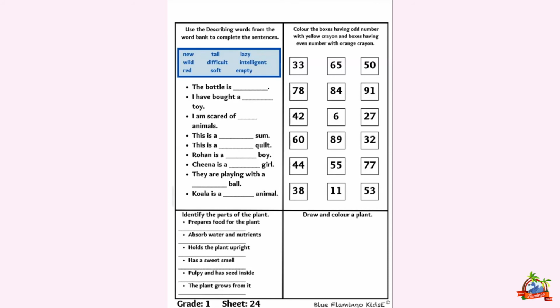Second is absorbs water and nutrients. कौन सा पार्ट वाटर और न्यूट्रिएंट्स को एब्जॉर्ब करता है? Think. Roots. Roots absorb water and nutrients. रूट्स क्या करते हैं? वाटर और न्यूट्रिएंट्स को एब्जॉर्ब करते हैं और फिर उन्हें शूट सिस्टम यानी कि स्टेम में ट्रांसफर करते हैं और स्टेम के थ्रू वो सारे ब्रांचेस और लीव्स तक पहुंचता है.